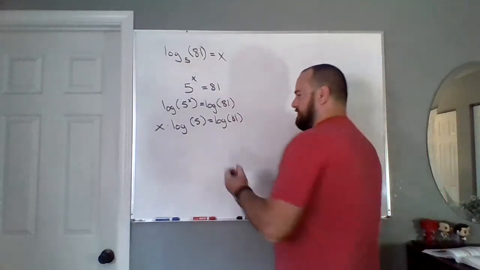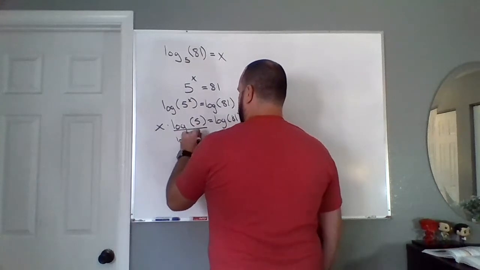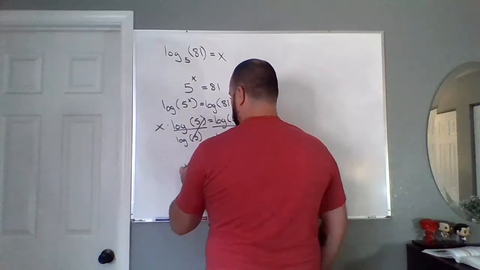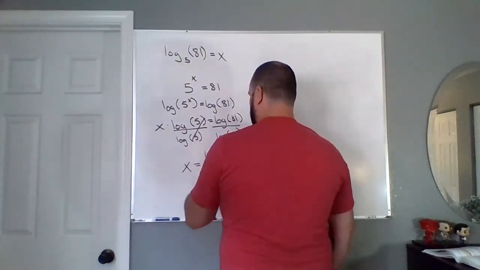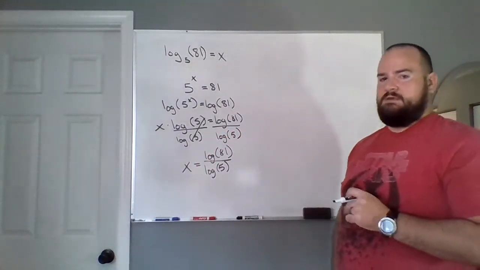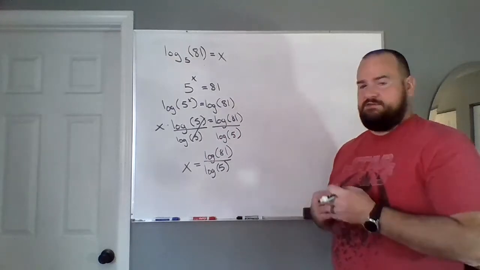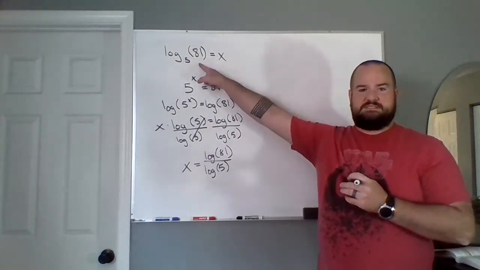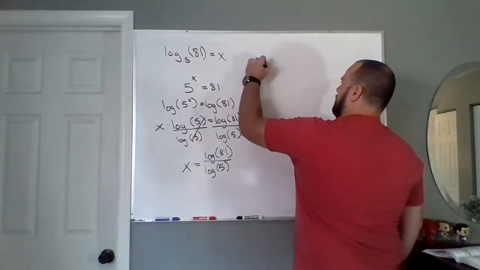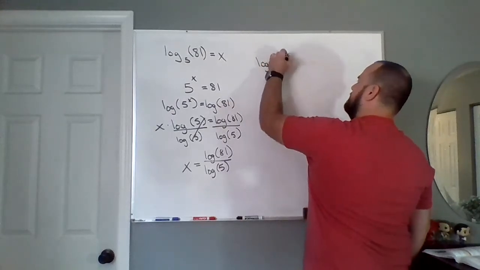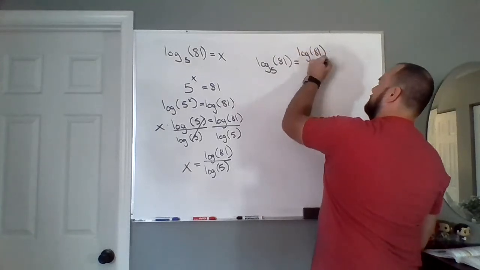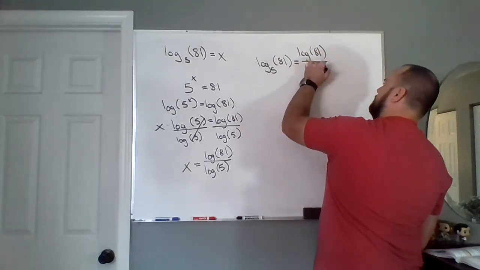Now I just simply have to divide by log of 5. That goes away. So this tells me that x is equal to the log of 81 divided by the log of 5. All right, I can figure this out, right? We can do this in our calculator now. But x was also this. So if x is equal to this and x is equal to this, that means that the log base 5 of 81 is in fact equal to log of 81 divided by the log of 5.